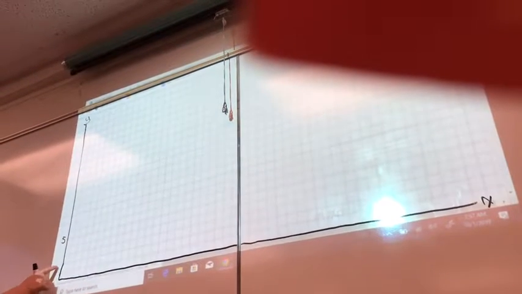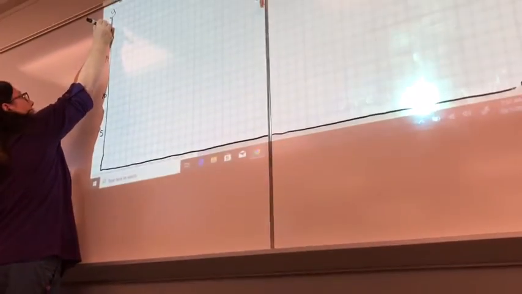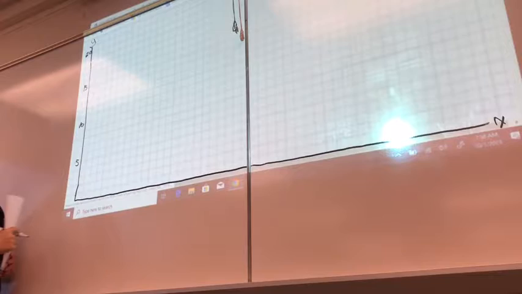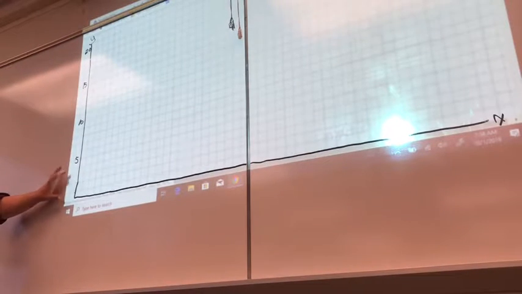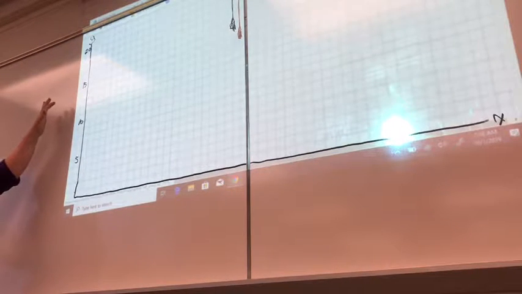Okay, so 1, 2, 3, 4, 5, right? 6, 7, 8, 9, 10, 11, 12, 13, 14, 15, 16, 17, 18, 19, and 20. Okay, so I'm labeling them in groups of 5, but notice they are in increments of 1. Is everyone fine with that?